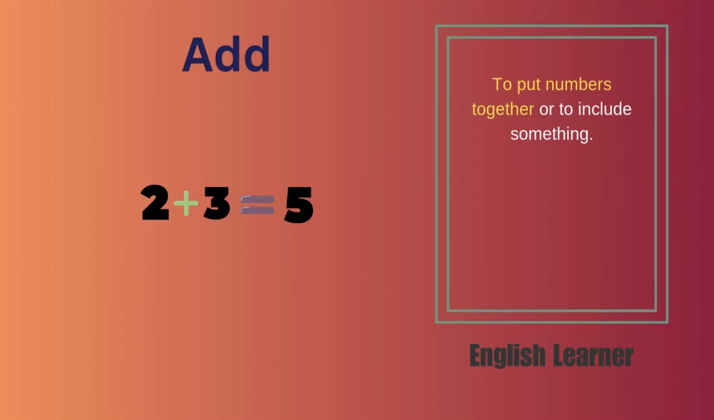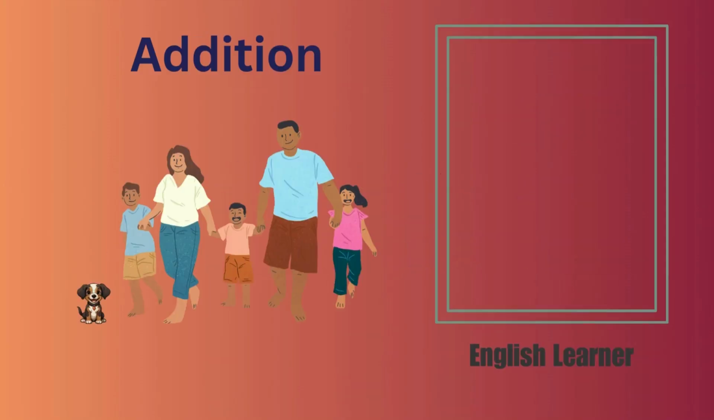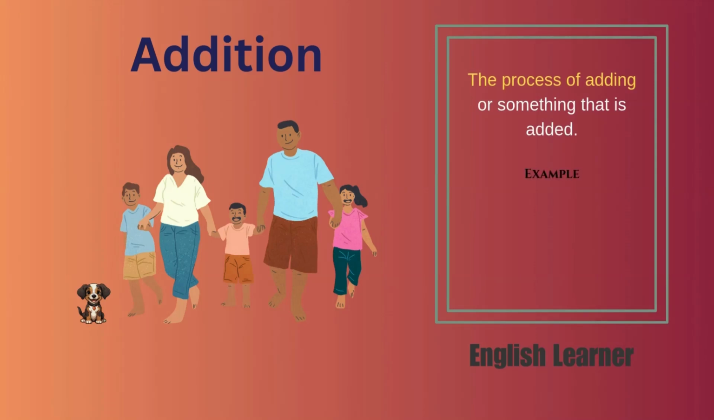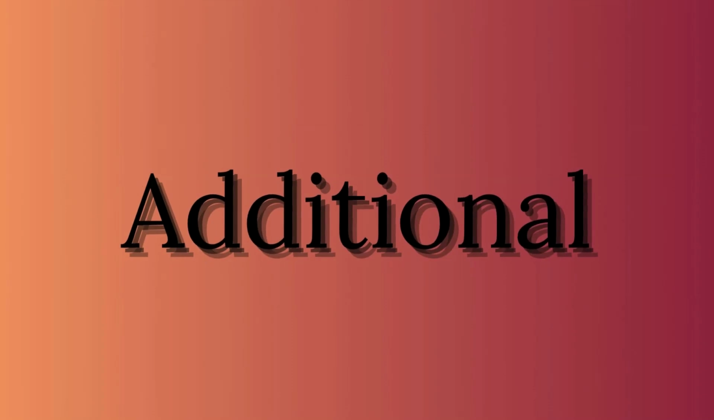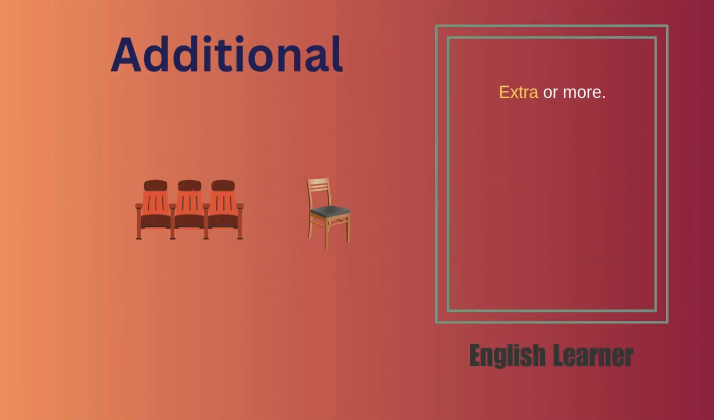Add. To put numbers together or to include something. Example. If you add 2 and 3, you get 5. Addition. The process of adding or something that is added. Example. The new puppy was a happy addition to our family. Additional. Extra or more.